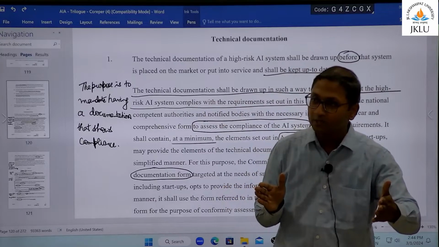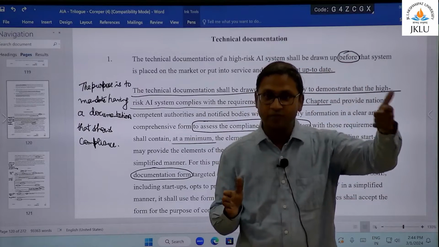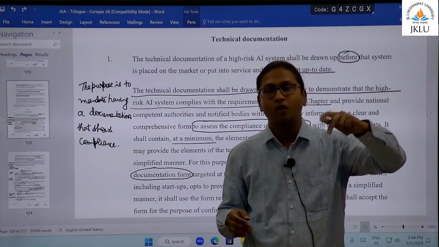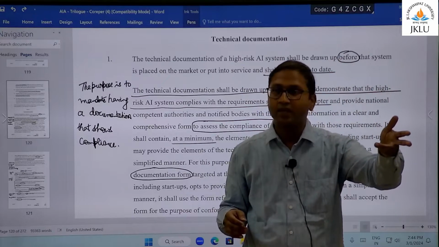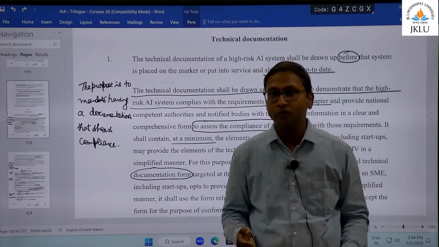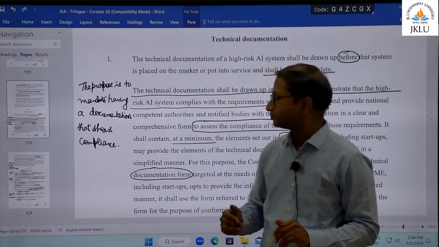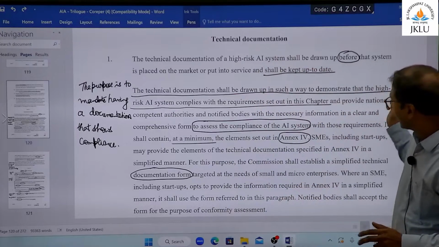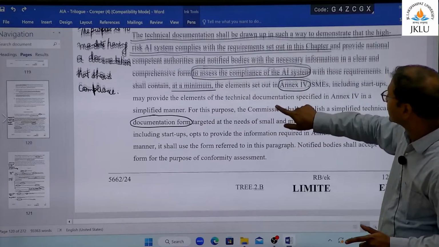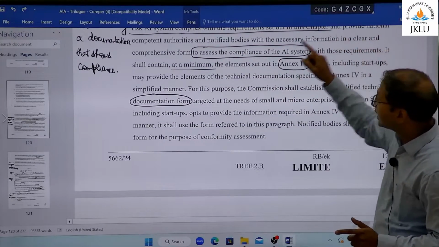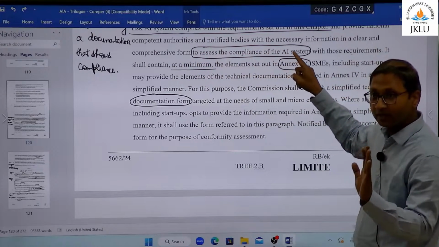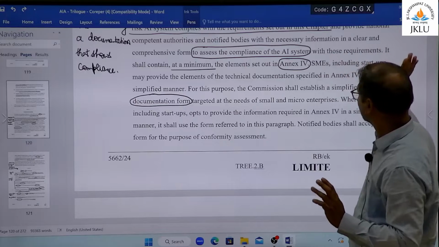Whatever requirements we have seen before, there was a risk management system, there was a quality control of data and data governance, how to deal with the personal data. So you have to document everything, how have you dealt with them. And provide national and competent authorities and notified bodies with necessary information in a clear and comprehensive form to assess the compliance of the AI system with those requirements.